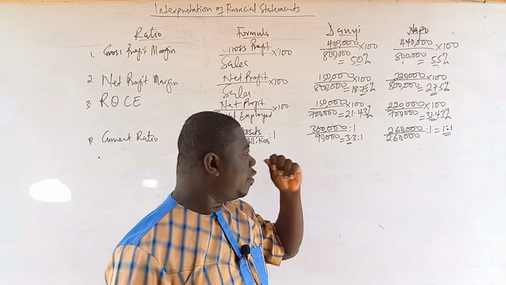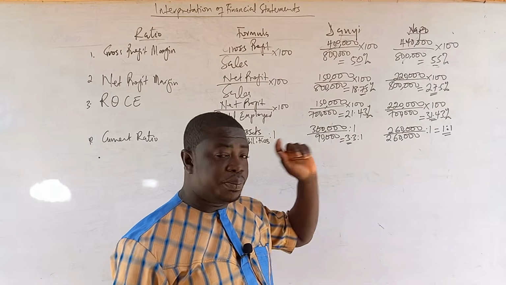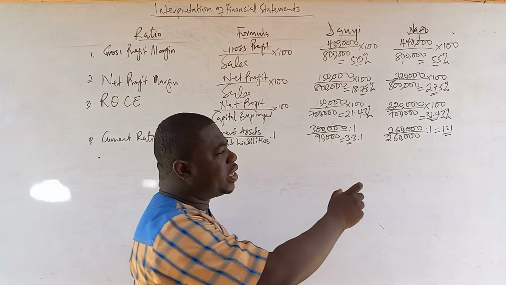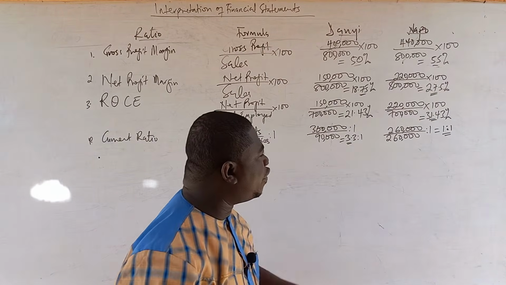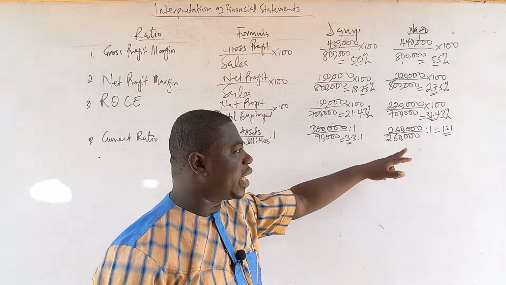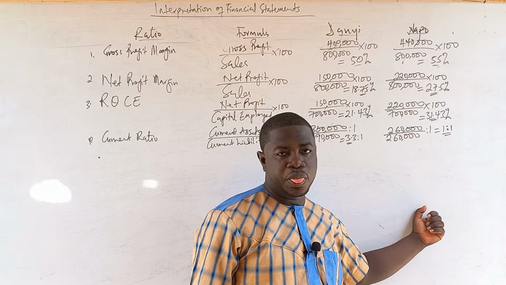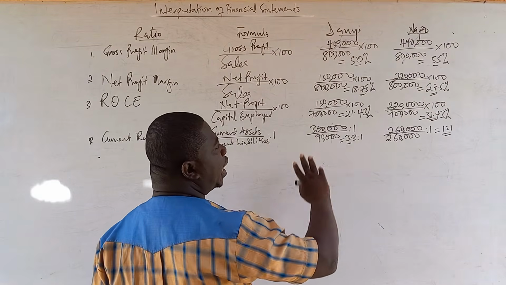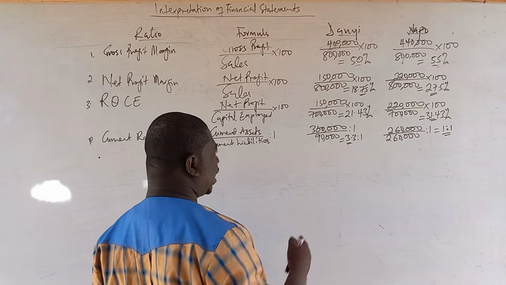What it means is that for every 1 cedi debt that they owe in the short term, they have 1 cedi to pay. Okay, this is not entirely very good, but let us assume that it's okay. However, Danny is doing far better. This is very bad, and you can see when we calculate the liquid ratio. Okay, so please let us understand that Danny is doing better than Napo in terms of the liquidity and having a very high current ratio.